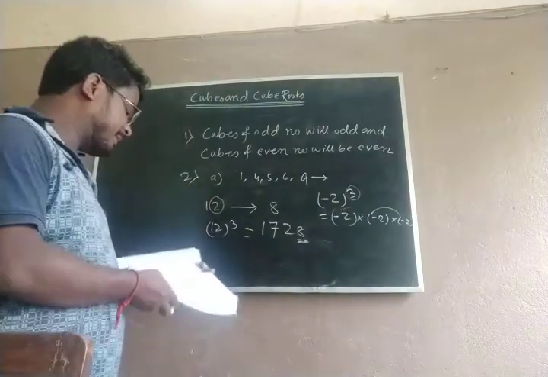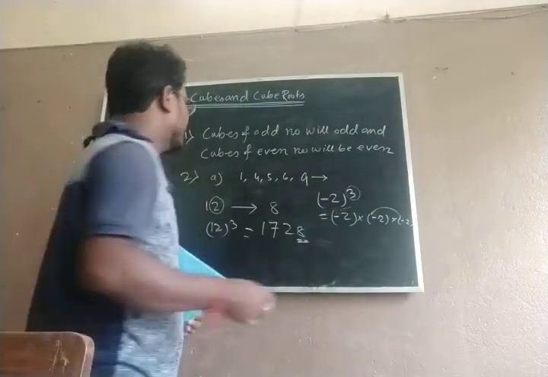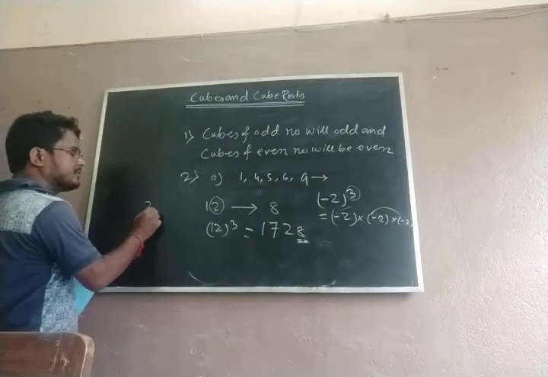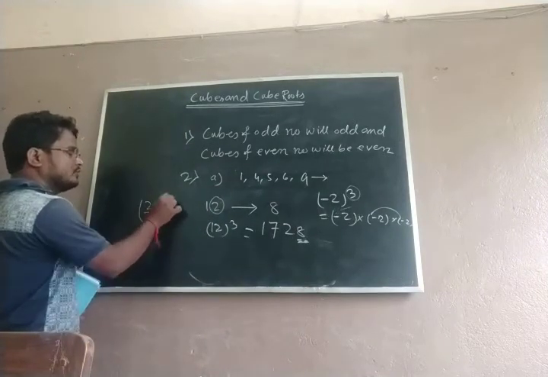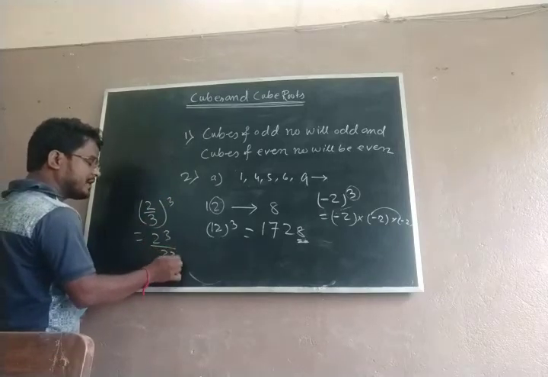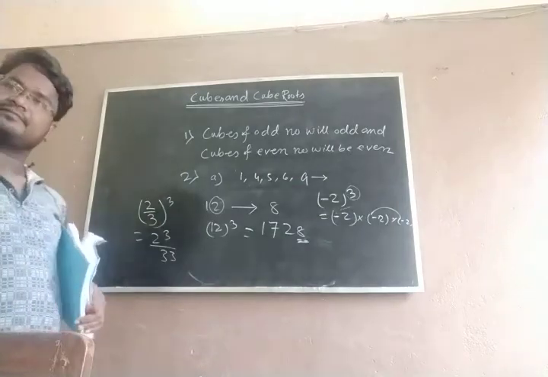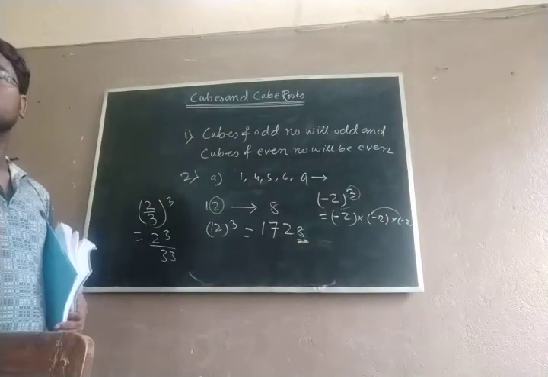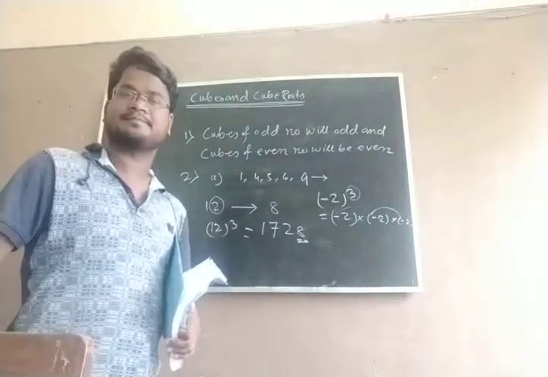Cube of a rational number. Cube of a rational number means? A rational number means a number which can be expressed as p by q. Suppose 2 by 3, then its cube is just equal to 2 cube by 3 cube. You have learned this in exponents. Then you have to find 2 cube, which is 8, and 3 cube, which is 27. Okay.